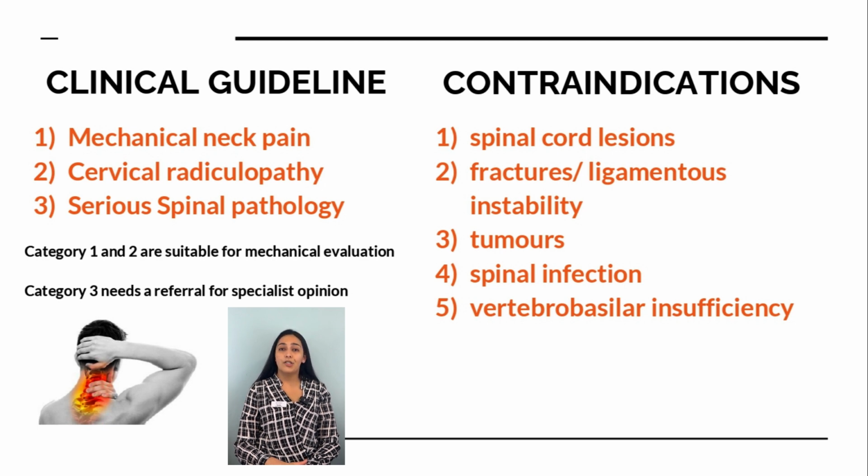Certain contraindications that we must keep in mind before we follow the McKenzie system are patients that may have a spinal cord lesion, patients that present secondary with fractures. The fractures could be due to a motor vehicle accident, it could be due to a fall, it could be due to diving in shallow water, as well as patients that have ligamentous instability secondary to conditions like rheumatoid arthritis. Patients with tumors, spinal infection and vertebrobasilar insufficiency are also contraindicated from the McKenzie system.